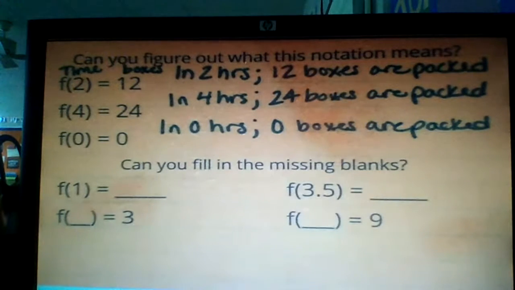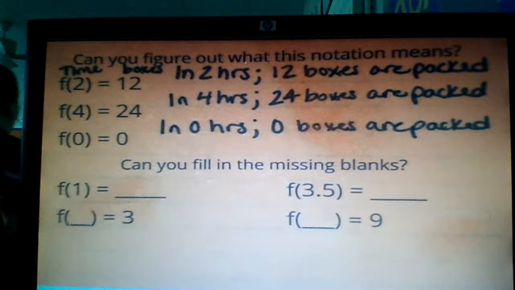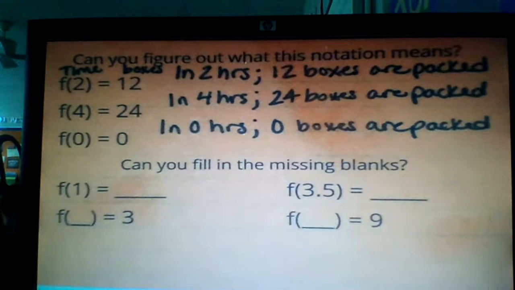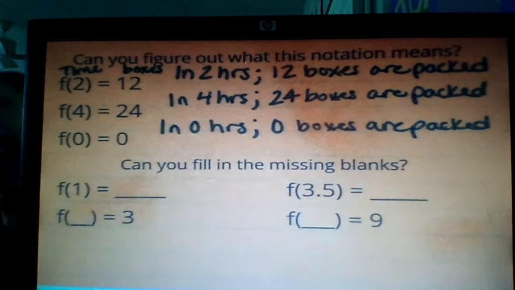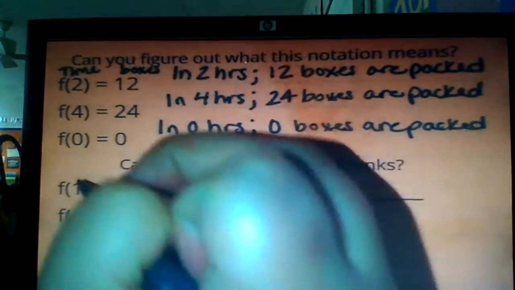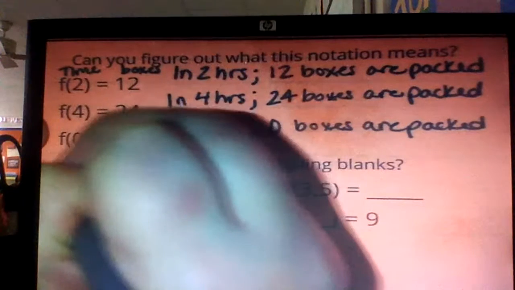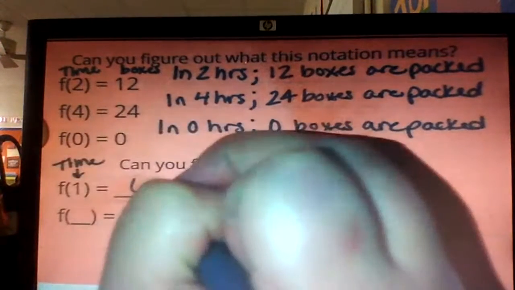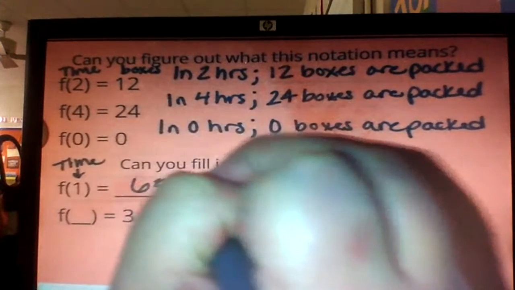Okay, can you fill in the missing blanks? If I tell you we have f of 1, that means how many hours have passed? 1. So 1 hour has passed and we've packed up 6 boxes. Remember, this is the time. So these are your boxes.